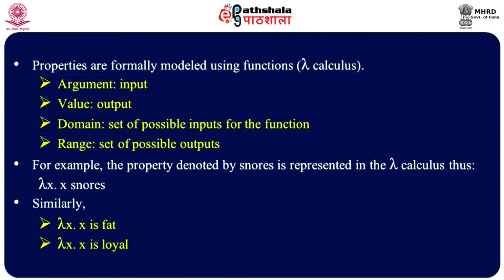For example, the property denoted by snores is represented in the lambda calculus thus: λx. x snores. A single letter called the variable indicates the place where the proposition is unsaturated. The lambda and the associated variable here, x, announce that this formula indicates a function and that the variable is the argument of the function. The properties is fat and is loyal are represented by the formulas as shown: λx. x is fat, λx. x is loyal.